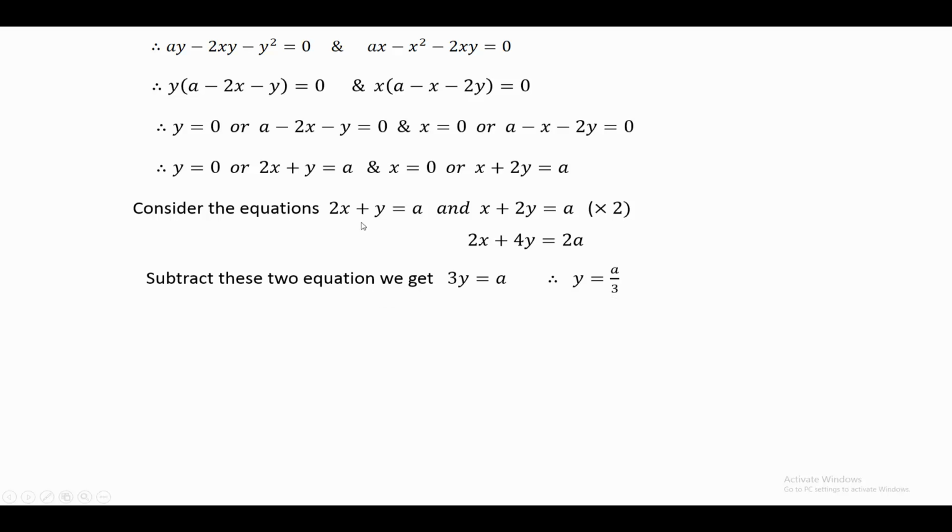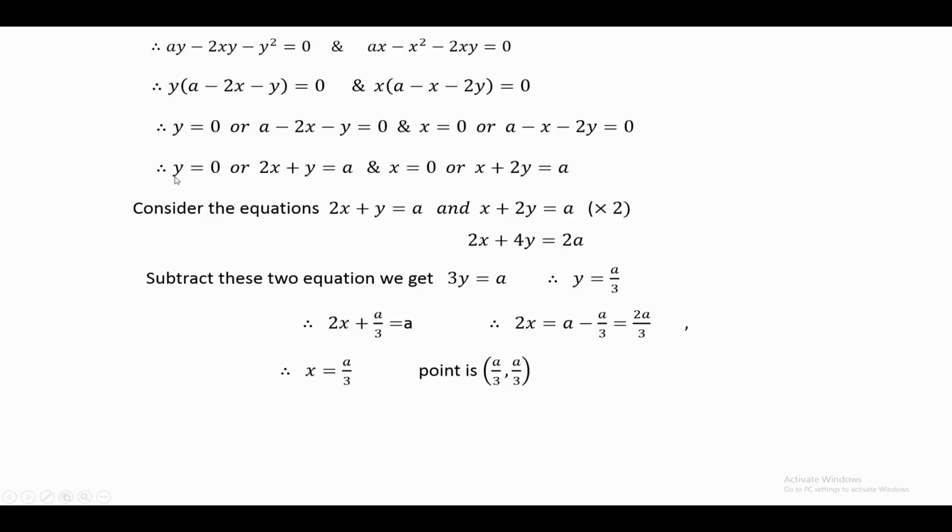Put the value of y in this equation. So this equation becomes 2x plus a by 3 equal to a. Therefore we get 2x equal to a minus a by 3. Take LCM here, LCM is 3. So 3a minus a is 2a by 3. 2x equal to 2a by 3. So we get x equal to a by 3. X is a by 3, y is a by 3. The value of x is the x coordinate, the value of y is the y coordinate. So the point is (a by 3, a by 3).